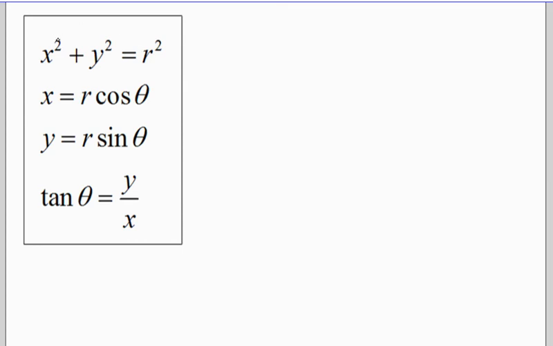r squared was x squared plus y squared. x was r times cosine of theta. y was r times sine of theta. And the tangent of our angle is y over x. But this is a little misleading because we have to make sure which quadrant we're in.